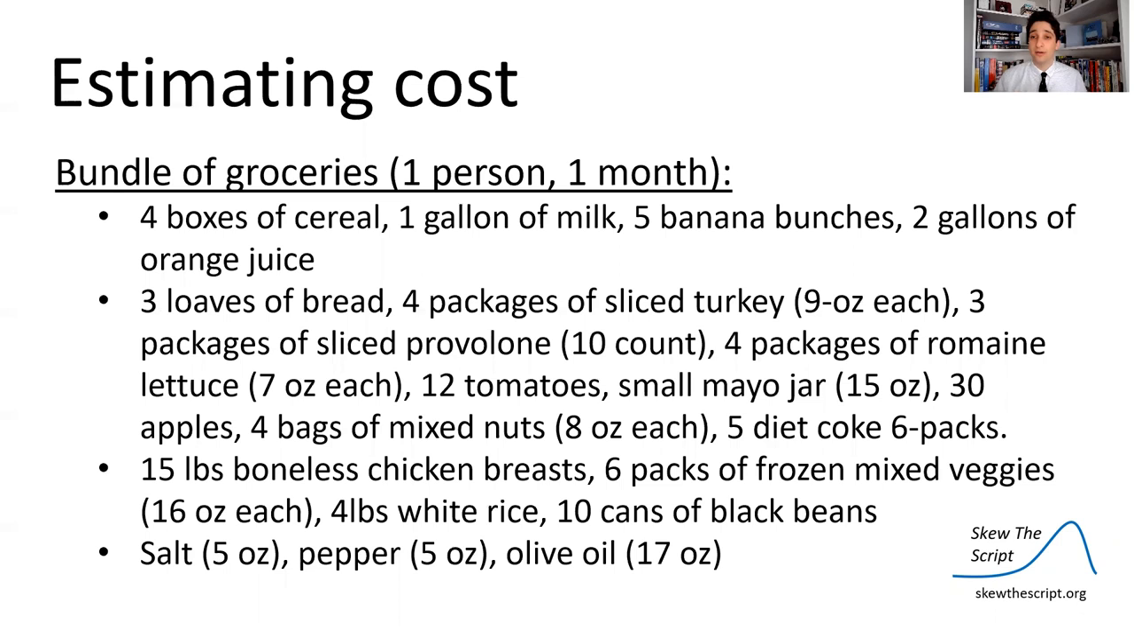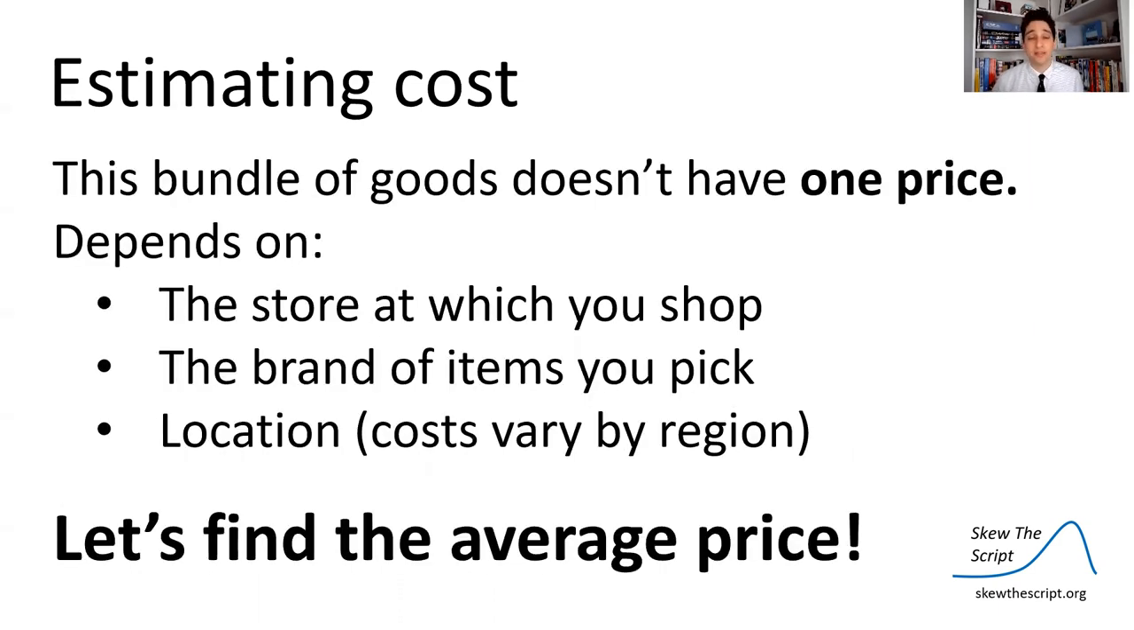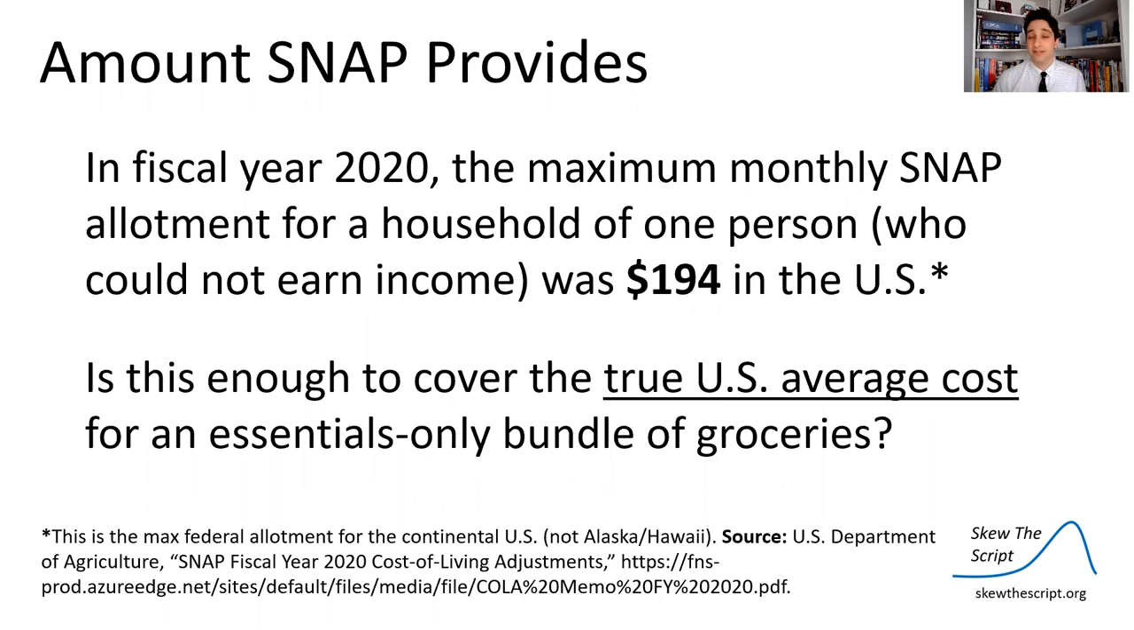And if you get that diet for a week or for a day out to a month, this is what it would translate to in terms of groceries you have to pick up for every month. This is what you would have. So this bundle of goods doesn't just have one price. It depends on the store at which you shop, the brand of the items you pick, and location, which is going to vary a lot by region. So let's try and find the average price of this bundle of goods in grocery stores across the United States to see, does SNAP provide enough for that average bundle?